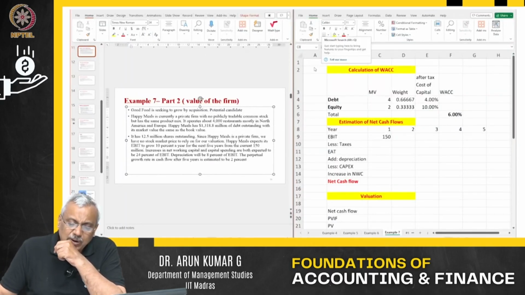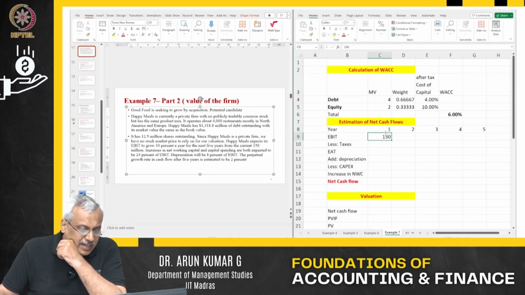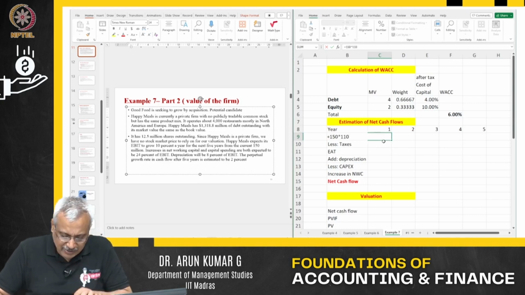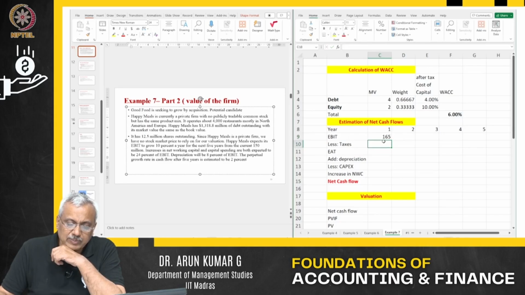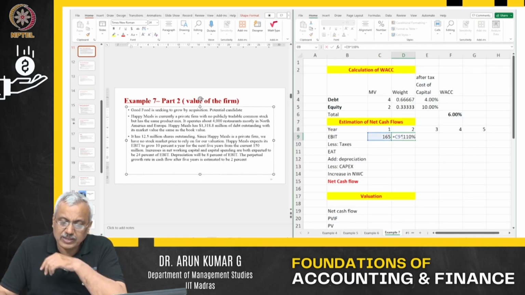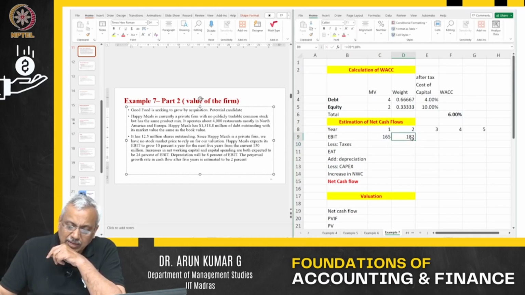What is EBIT? EBIT is currently 150 and it is expected to grow at 10% per year. That means currently, in year 0, it is 150 and it is expected to grow at 110%. So 110% of it will be the EBIT next year. So this into 110%, that is how it is going to grow, and I have my EBIT growing here.